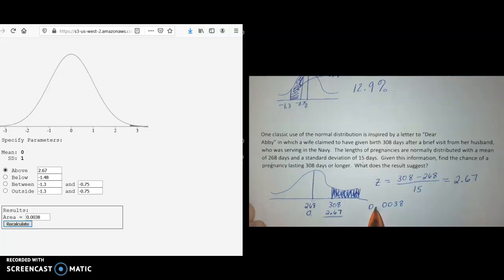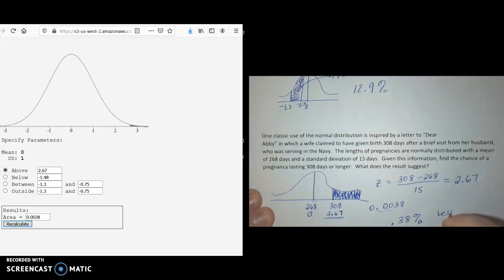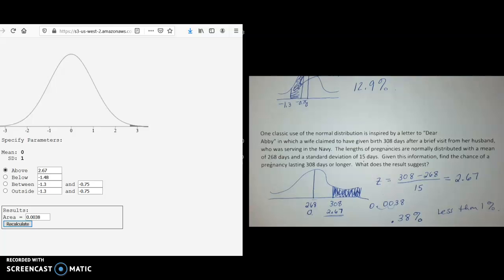0.0038. That means that I have a 0.38% chance. Not 38%, 0.38. So this is less than 1%. So there's a less than 1%, a 0.38% chance that a pregnancy will last 308 days or longer. So what does that suggest? That suggests that the child may not be the husband's.